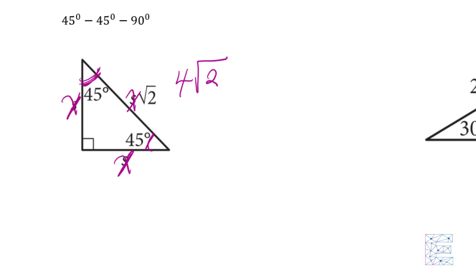So let's try another scenario on the 45-45-90. What if you're given the hypotenuse as 7 square root of 2? You can then look and discover, hey, 7 is x, which means I know the legs. The leg would be 7, and of course this other leg would also have to be 7.